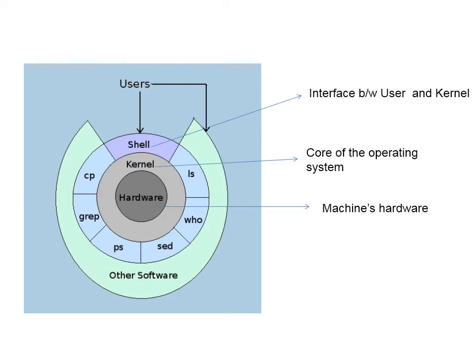The layer after this is the shell. It is basically the interface between the user and the kernel. We will learn more about it in a few minutes. The last layer is the layer that comprises software such as spreadsheets, database, browsers, etc.